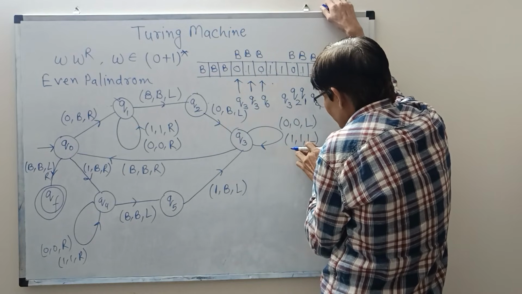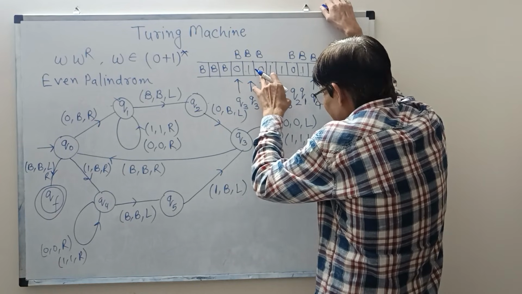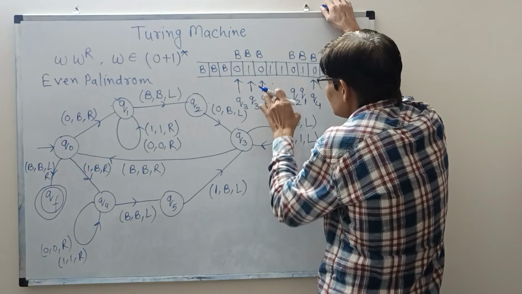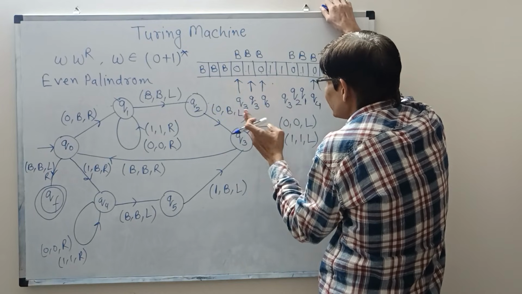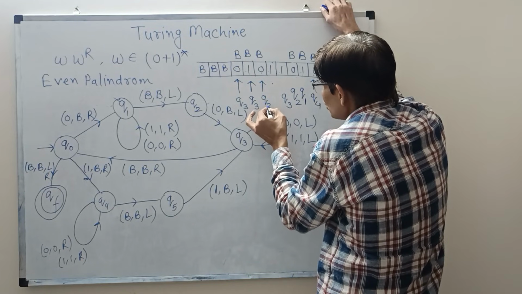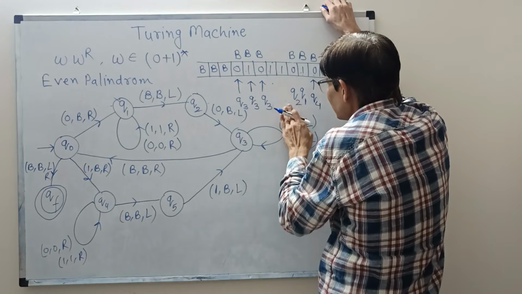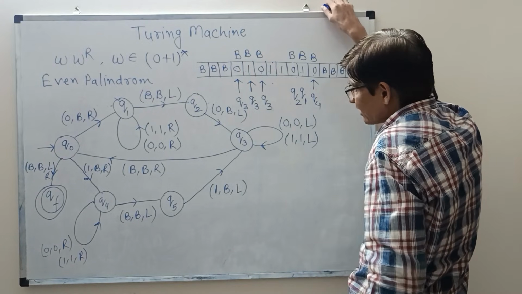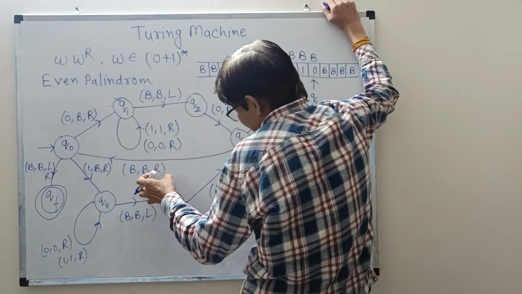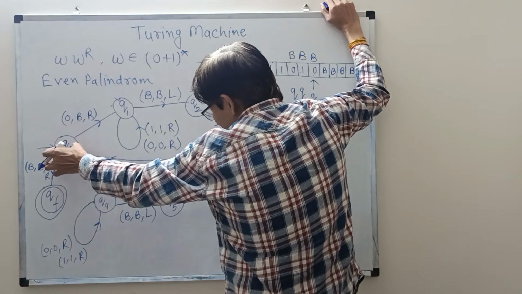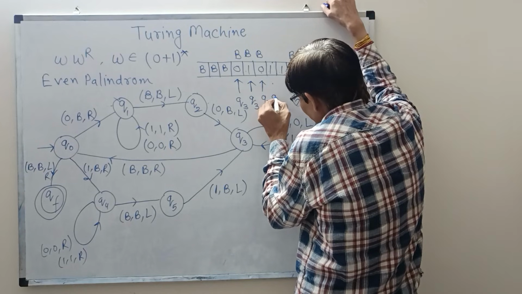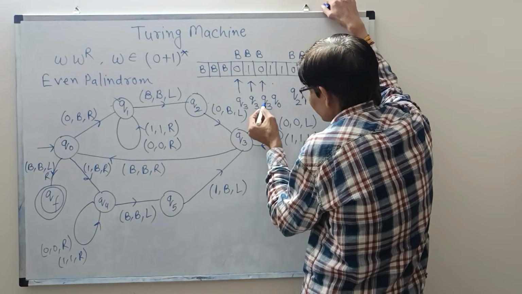you will continue moving towards left, and then again on Q3 you will get 1, so you will leave it as it is and you will continue moving towards left, and then on Q3 you will get blank. So on Q3, if you are getting blank, then you will leave it as it is, but you will change your state to Q0 and you will start moving towards right.